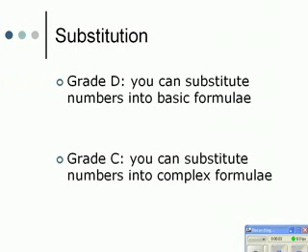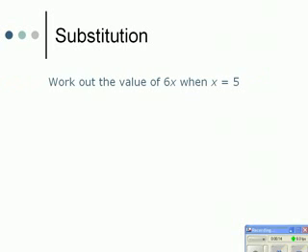Substitution. Grade D means that you can substitute numbers into a basic formula, and grade C means you can substitute numbers into complex formulas. So we've got to work out the value of 6x when x is 5. Now 6x means 6 times x, and I know that x is 5, so I've got to do 6 times 5, which equals 30.